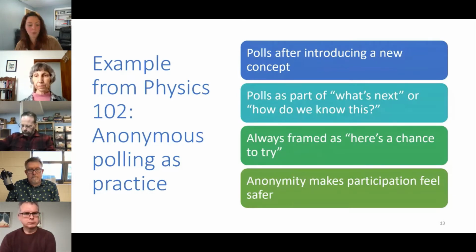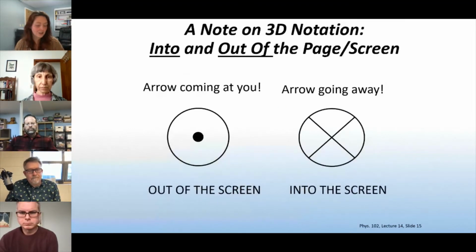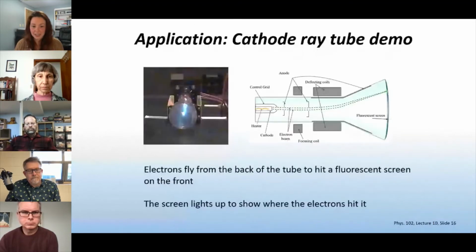So for example, a sequence of poll questions that I've used have been for practicing the right-hand rule, because that's notoriously difficult, to somehow suddenly start using 3 dimensions. And so I'm not going to read through these whole vectors. I think most of us are familiar with the right-hand rule, but after introducing the right-hand rule and the structure for in and out of the screen, we look at an application.